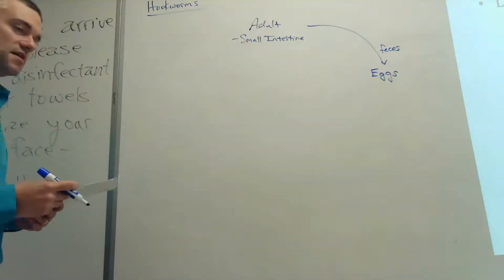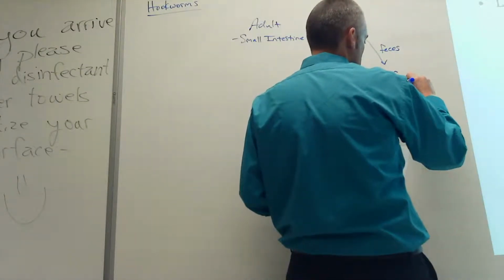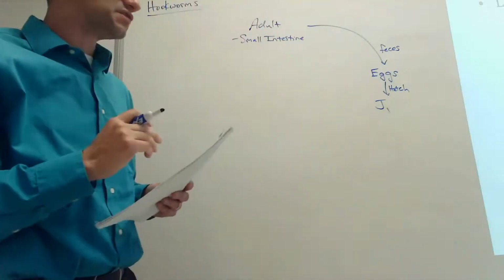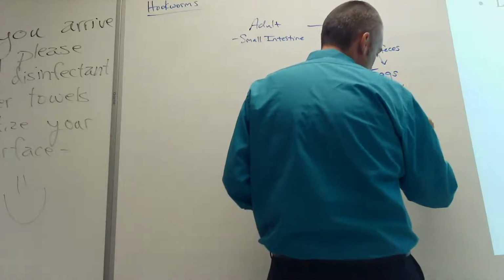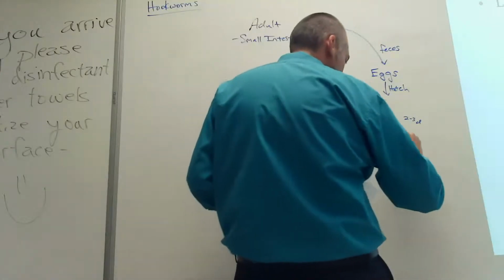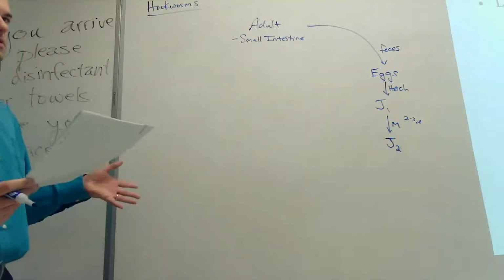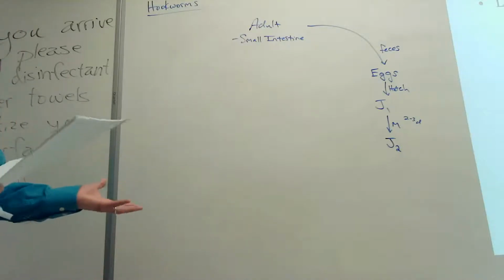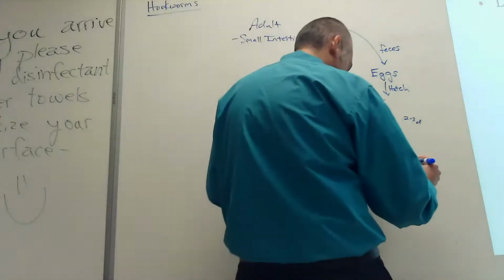All right, and then our eggs, out in the environment, out in the soils, will hatch, releasing our J1s. J1s are going to commence feeding, growing, and in about 2 to 3 days, they will molt to a J2. It is temperature dependent, so the warmer it is, the faster they'll develop, faster they'll feed. So in about 2 to 3 days in a typical environment, they'll molt to the J2.